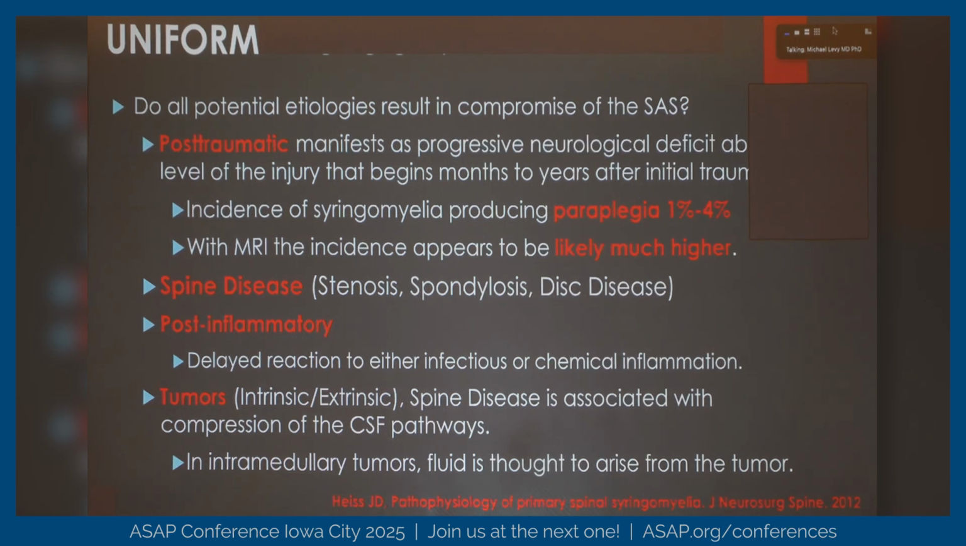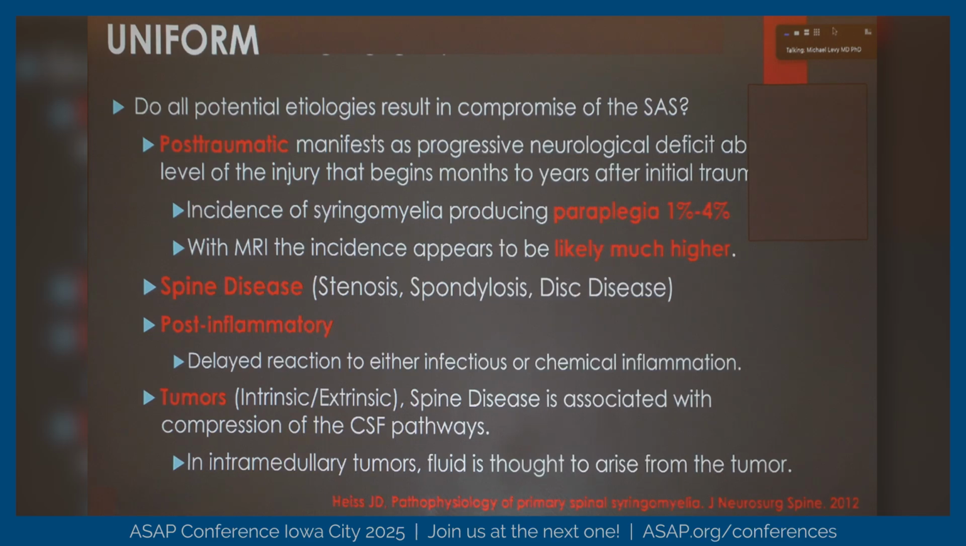Spine disease, stenosis of the spinal canal, spondylosis or disc disease, which are primary problems of the bony elements of the spine, all really create an issue by diminishing the CSF space around the spinal cord.